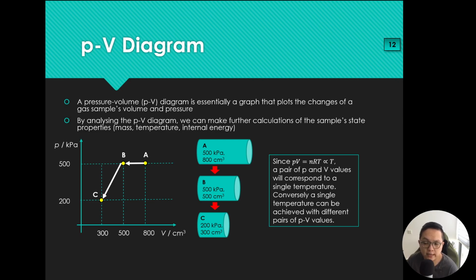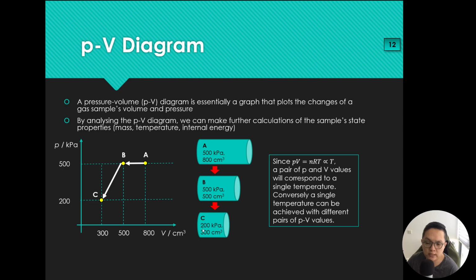So that means I can find different values of PV to satisfy the same temperature. For example, look at this 500 times 800. This is 5 times 8, I get 40. I can get the same outcome by having 1000 kilopascal and 400 cm cubed. This will give me the same temperature as well because the PV value is the same. So that's how I can do it.